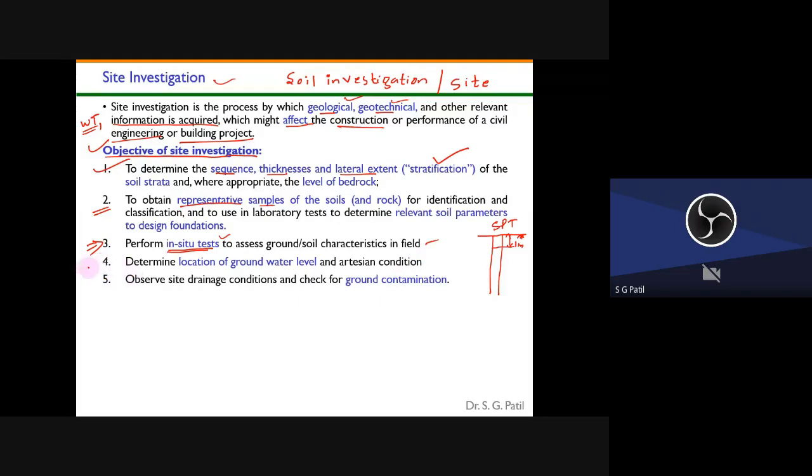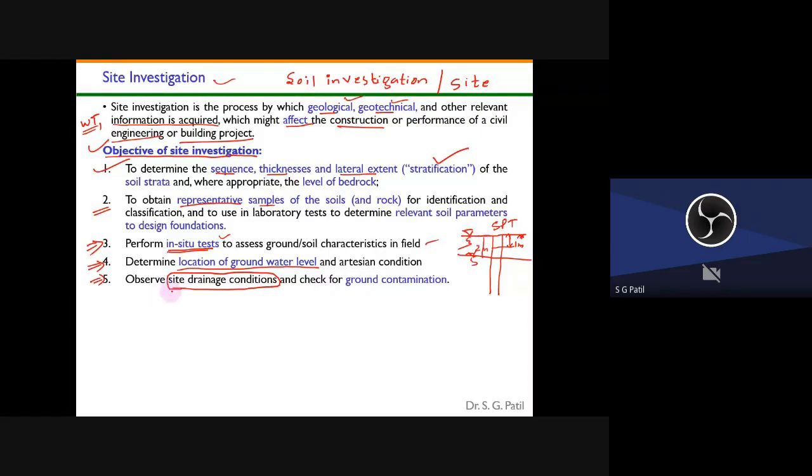Okay. Then what is the fourth objective? The fourth objective is to determine the location of the groundwater table. Where is my groundwater table? Whether the groundwater table is at a depth of 2 meters or at ground level itself. This is the symbol of the groundwater table. That is also one of your objectives. And what is the final objective? The final objective is to see the site drainage condition: how the drainage is, how the topography is, in what direction the slope is, and if rain happens, whether stagnation of water will occur or not.